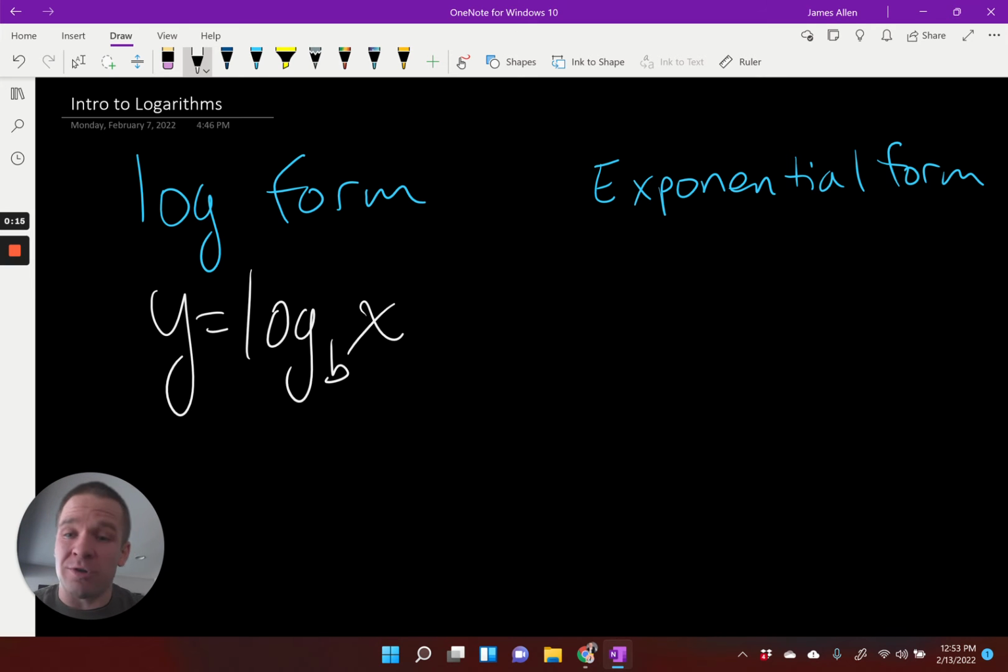So a couple things about restrictions on these. B, our base of that logarithm, must be greater than 0, but B also cannot be equal to 1. It's got to be greater than 0, a positive number, but cannot be equal to 1.